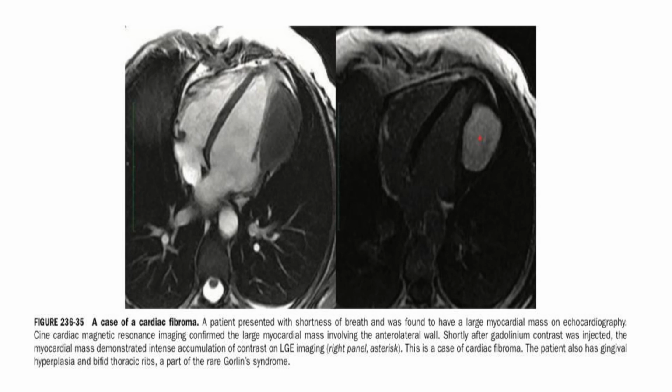This is a case scenario in which a patient presented with shortness of breath, gingival hyperplasia, and bifid thoracic ribs. The echocardiography done showed a large myocardial mass. So CMR was done and showed a large myocardial mass involving the anterolateral portion of the heart. The late gadolinium enhancement study was done, and there was found to be intense uptake of the contrast agent, and this proved to be a cardiac fibroma. And with the clinical picture, it fits into Gorlin syndrome.